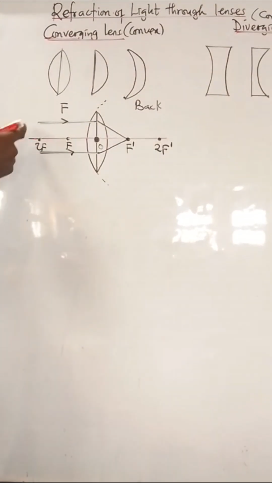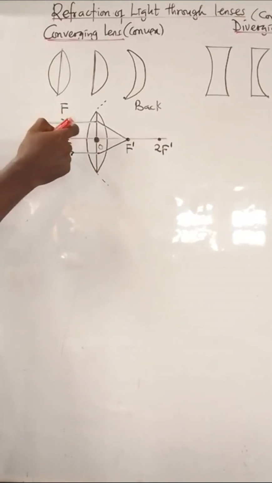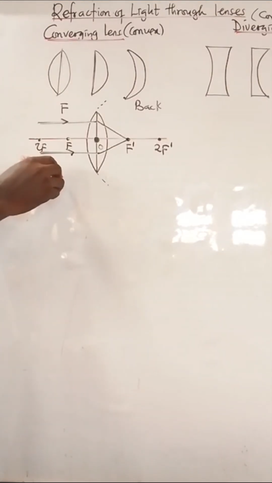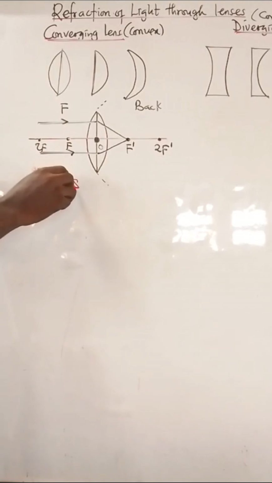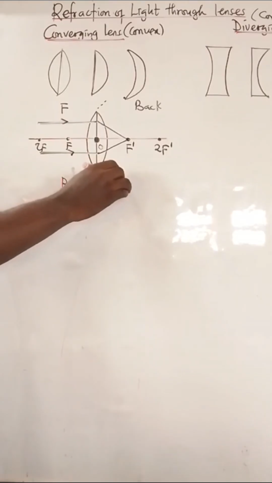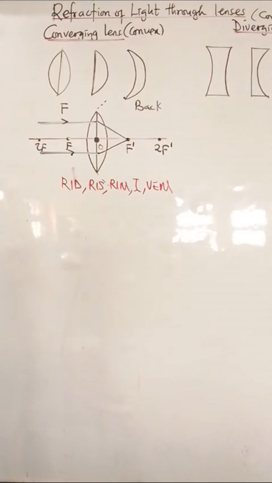If you place the object beyond 2F, at 2F, between 2F and F, on F, and between F and O, we'll get different images similar to that of what? A converging mirror, or a concave mirror. And what are the rays? So we have real, diminished, rays, real, infinity. We have what? Virtual. Same property.